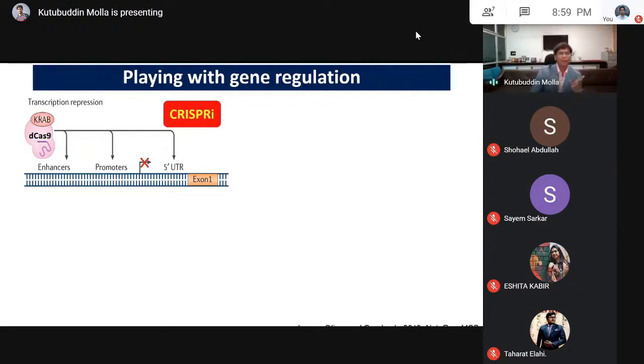Now if you fuse the dCas9 with another protein that is called KRAB, and KRAB is a very well known inhibitor of transcription. We know transcription produces RNA from the gene, okay? So if you give this dCas9 fused with KRAB an RNA address that is directed to the promoter of a gene, this dCas9 would go to the promoter or the enhancer and bind there. Because of the presence of KRAB, which inhibits transcription, the gene expression would be inhibited, and this is called CRISPR interference, or CRISPRi.